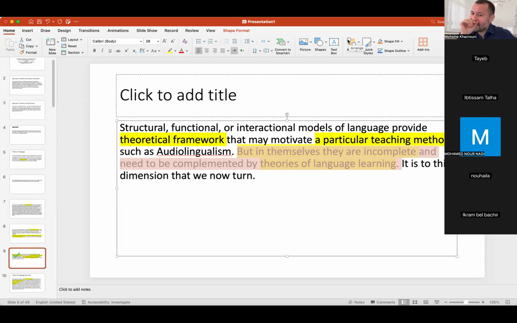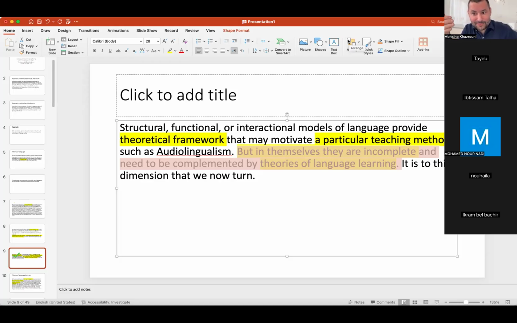Yes, Nuhaila. Okay, as I said, a theoretical framework is a set of theories and ideas. Nuhaila, I would like you to comment on what Tayyib has said. Don't talk in general. Now we need to listen to each other. We are interacting with each other, so the answer should be based on what Tayyib has said.